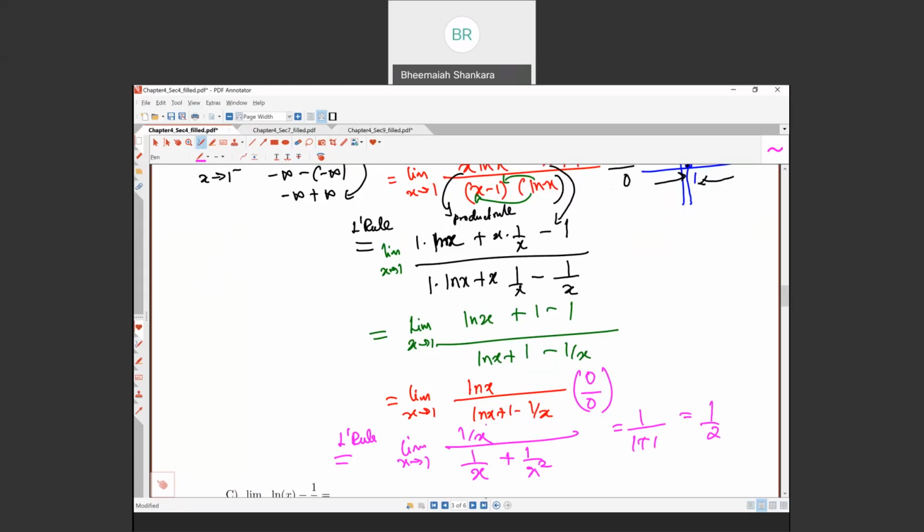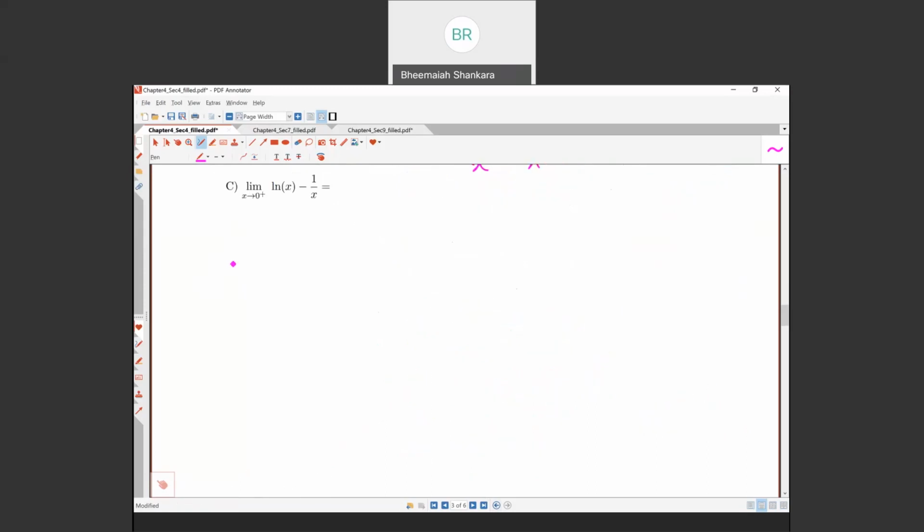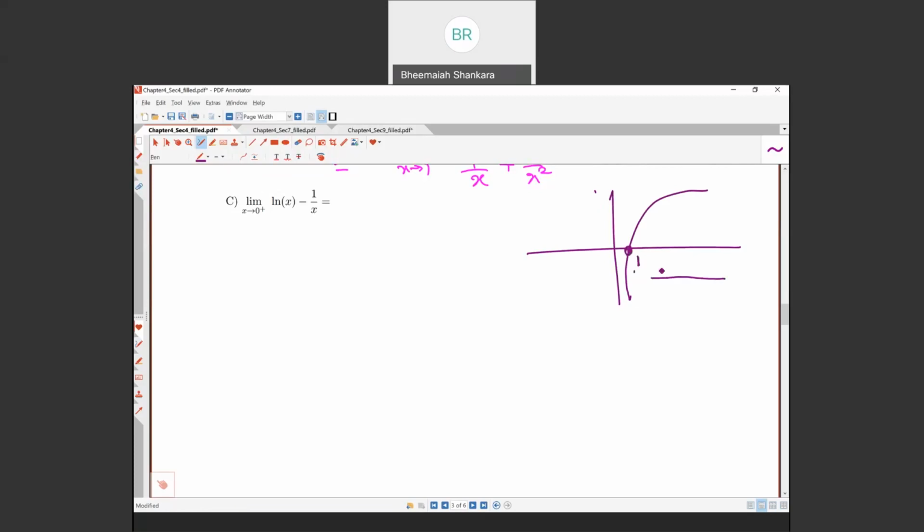Next example, limit as x approaches 0 plus of ln x minus 1 over x. First, you want to understand the graphs of this function. When x is approaching 0 from the right, the value of the function ln x goes to negative infinity. So let's check this. The ln x graph looks like this. This is 1. When x is approaching 0 from the right, this is x approaching 0 plus, you see the value of the function is going down to negative infinity.